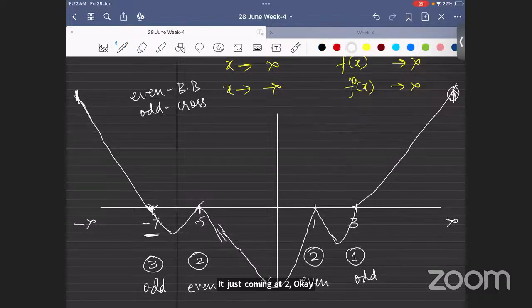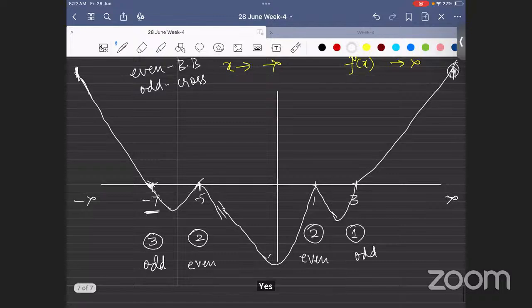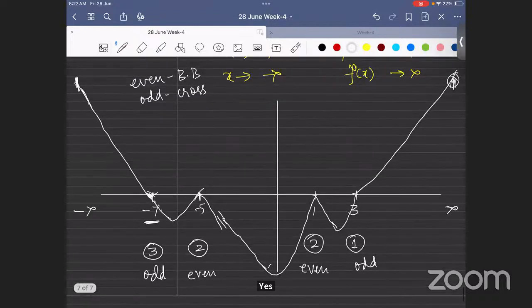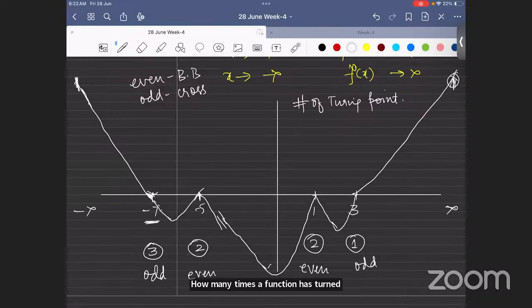Now can you tell me, in this equation also, the other thing that can be asked is, for the given plot, you'll have to tell me the number of turning points. How many times has the function turned back? Like it should have gone in some direction, but it has turned and then gone to a different direction. You'll have to tell me the total number.